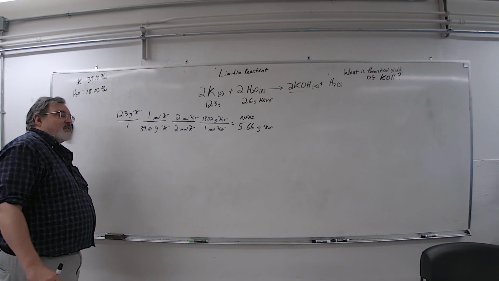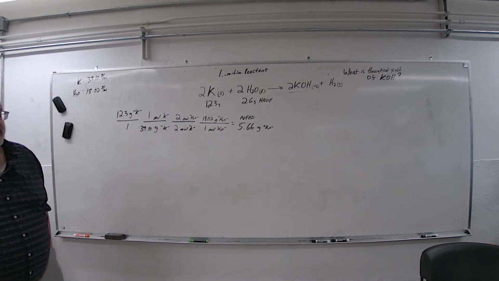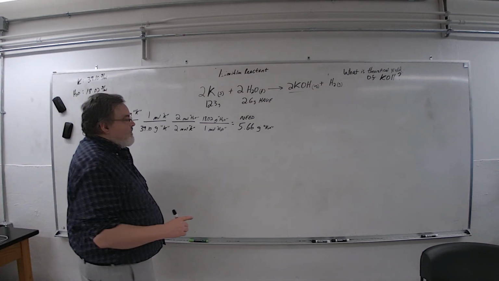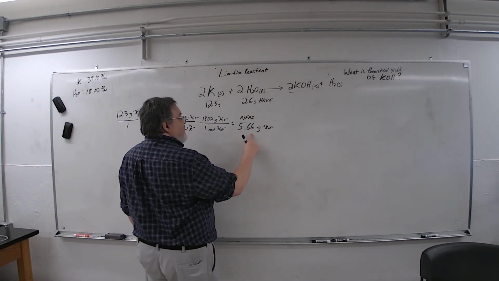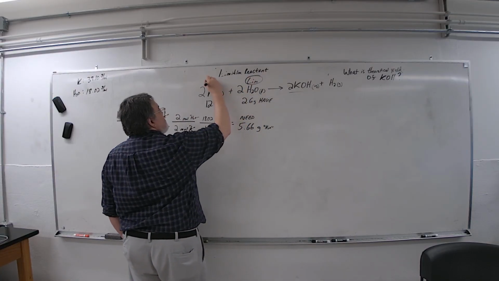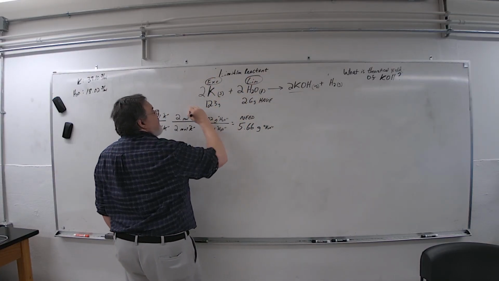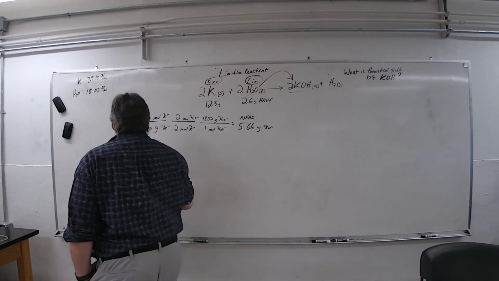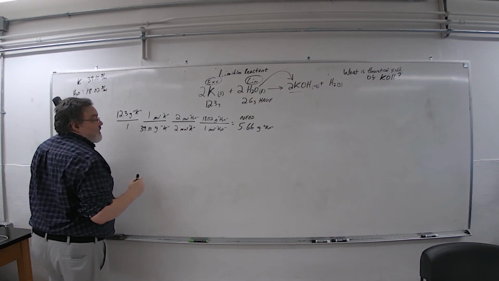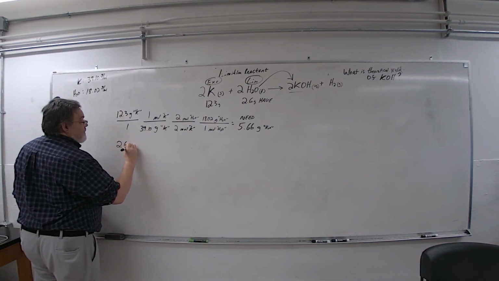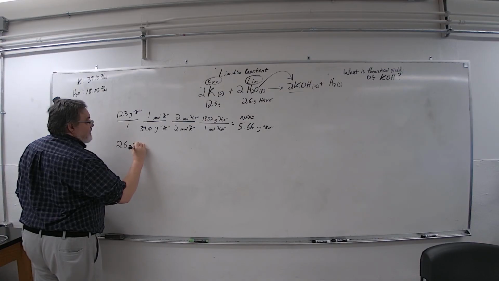I have 2.6 grams. So H2O is limiting. I need 5.66. I only have 2.6, so this is limiting. That makes this excess. And now I'm going to use the H2O to predict the KOH. So I have to start over here at 2.6 grams of H2O.